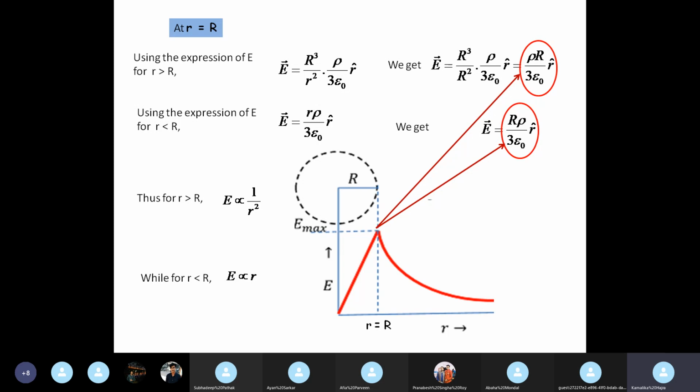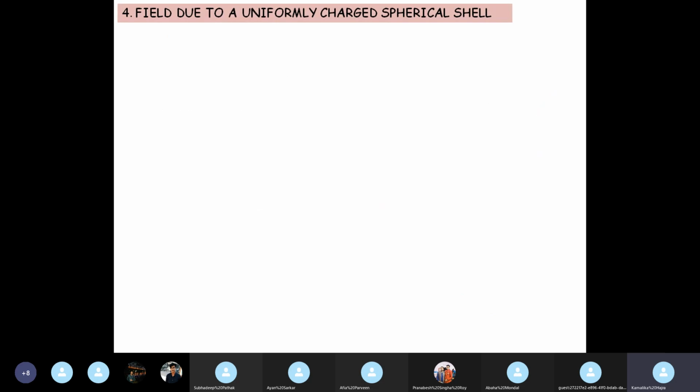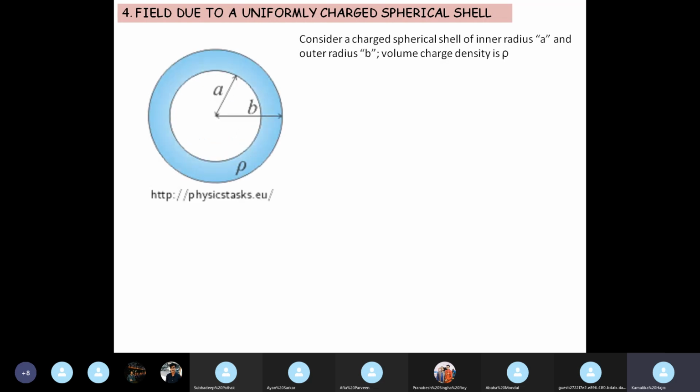All right. Next problem, number 4, is the field due to a uniformly charged spherical shell. We spoke about a solid sphere. The next problem is to find the field due to a uniformly charged spherical shell. Now we consider a charged spherical shell which has inner radius a and outer radius b, and volume charge density rho. That is the information given. So we are not considering a solid sphere, we are considering a shell.